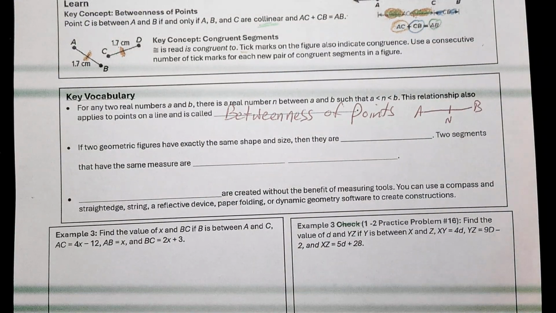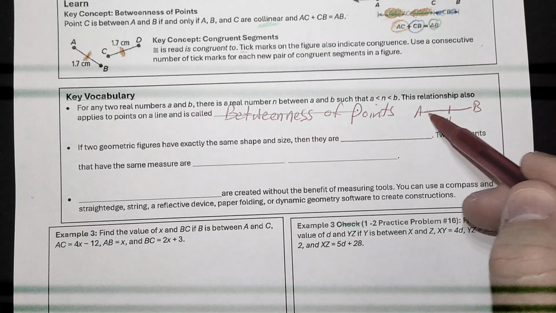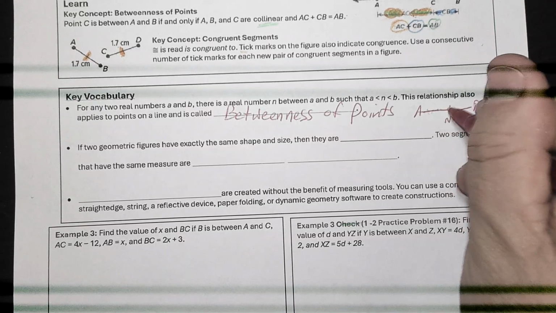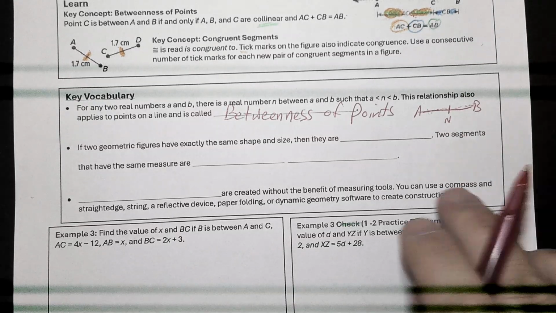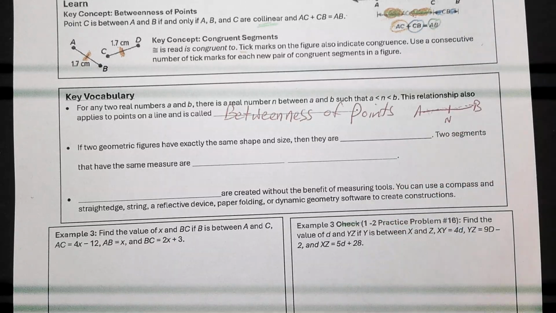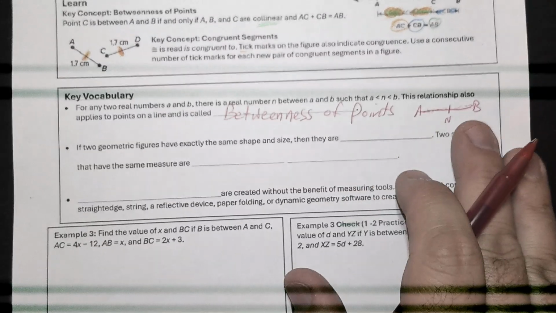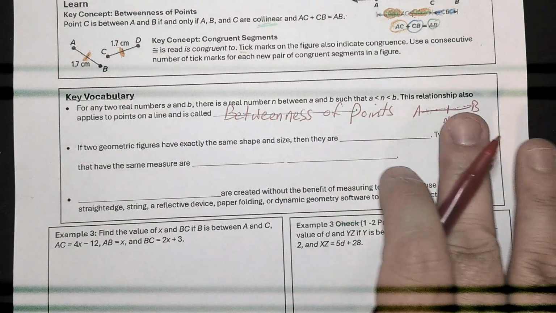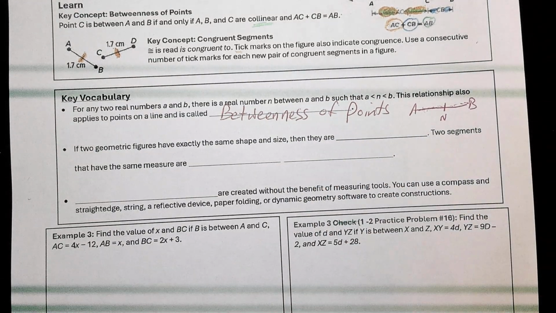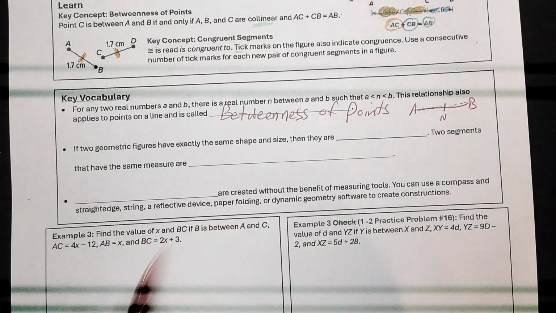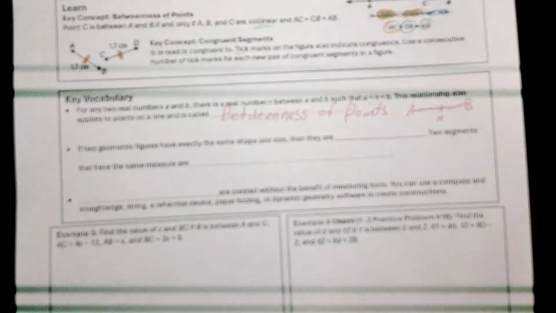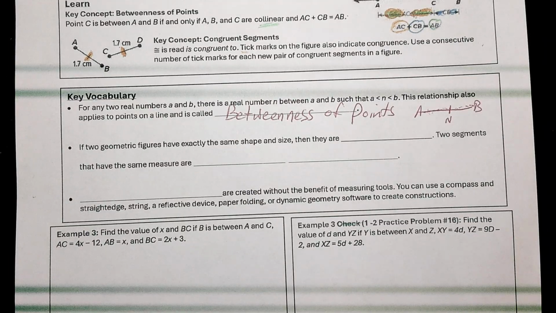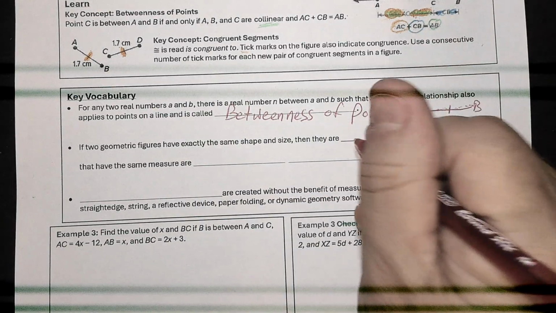Okay. So what it's saying is there's an infinite number between here, whether it's a number line or it's a line and we have points. It's just basically trying to get you to understand that we can put a point anywhere. As long as you understand that you got this concept, we can move on. All right, so if two geometric figures have exactly the same shape and size, then they are congruent.